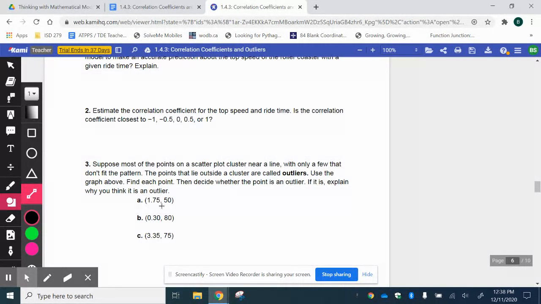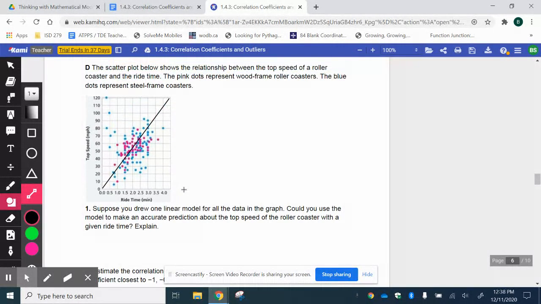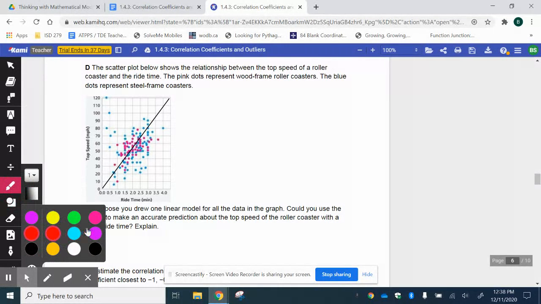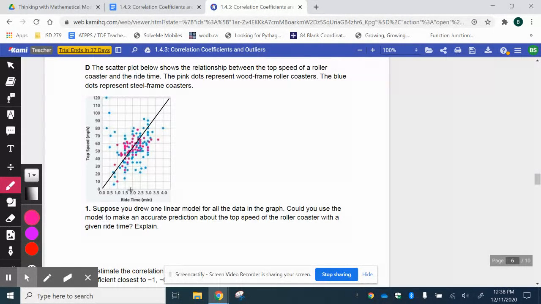So 1.75 and 50. I'm going to find 1.75, which is in between 1.5 and 2, and 50. Looks like I have a point right here. Is that an outlier? Does it lie outside of a cluster?